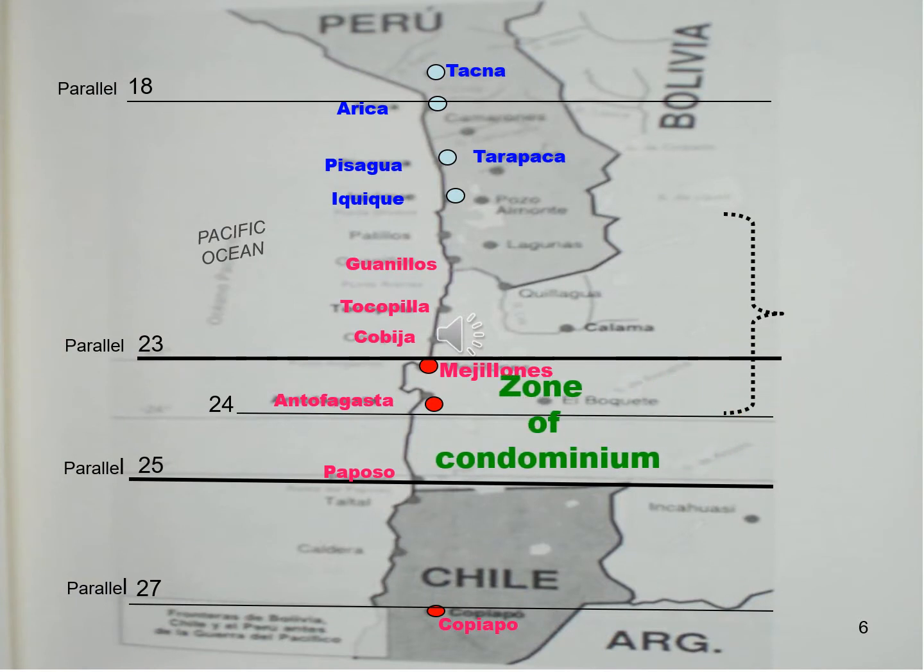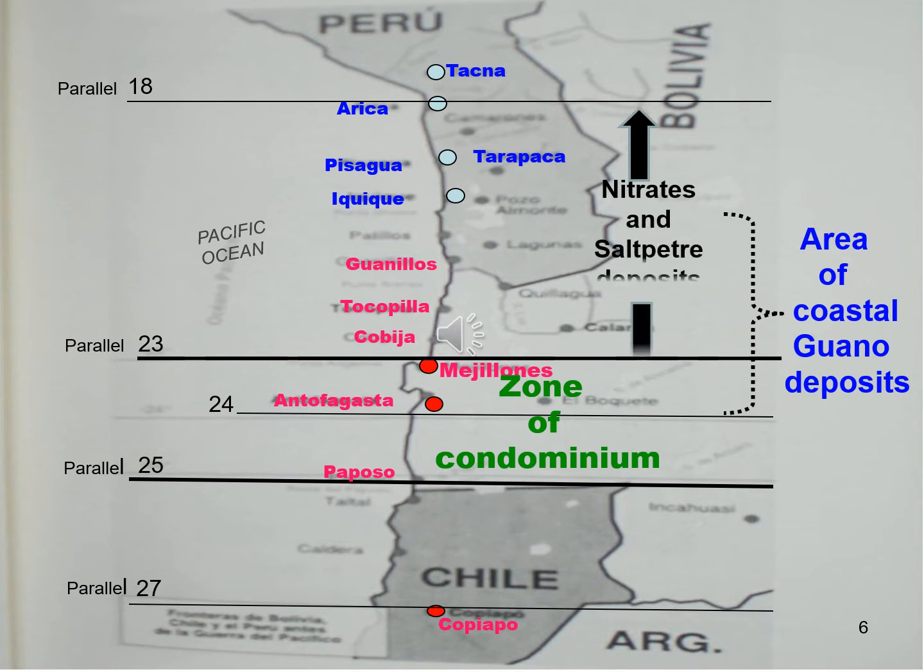The zone of condominium lies between the 23rd and 25th parallels. The area of coastal guano deposits starts in Antofagasta near parallel 24th and extends north into Peruvian location. The nitrate and saltpeter deposits occupied the arid lands between parallels 24 and 18.